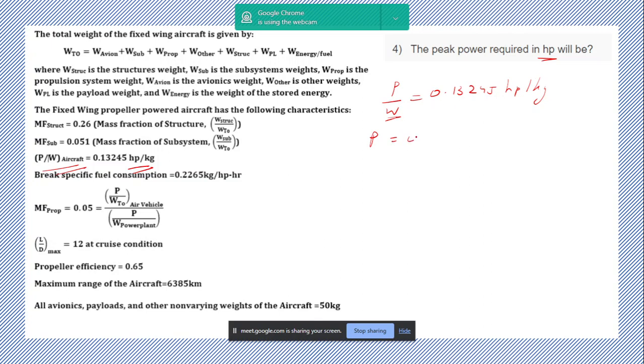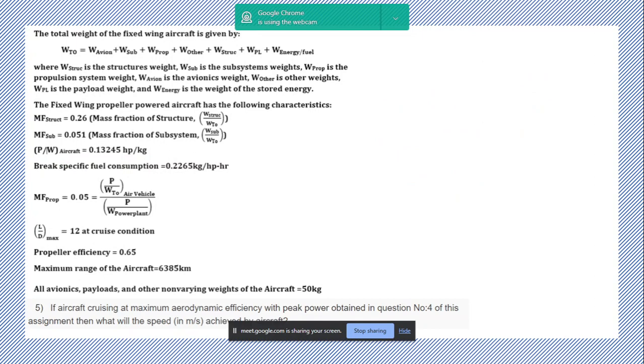So you just multiply 0.13245 with the takeoff weight to find out the peak power in HP. So that's 0.13245 times 340.13, which is 45.05. That is the peak power that the aircraft will experience.